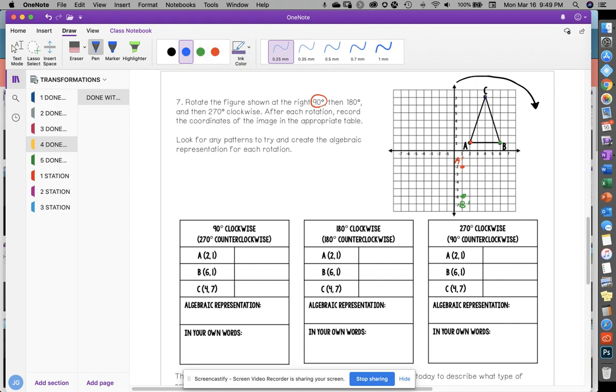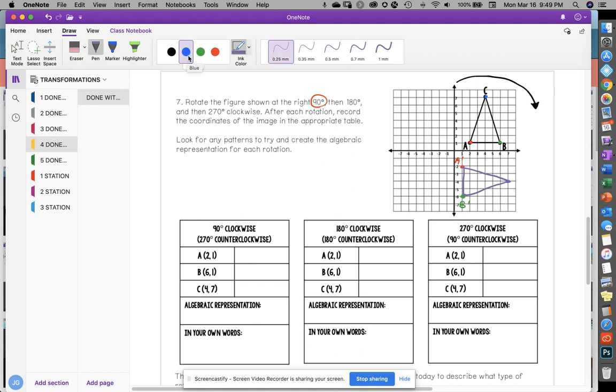And now my C is up here at positive 4, 7, which they wrote over here as well. And now I'm going to move it to 7, negative 4. Now, if you have your straight edge, go ahead and connect these lines. So there is my 90-degree rotation.